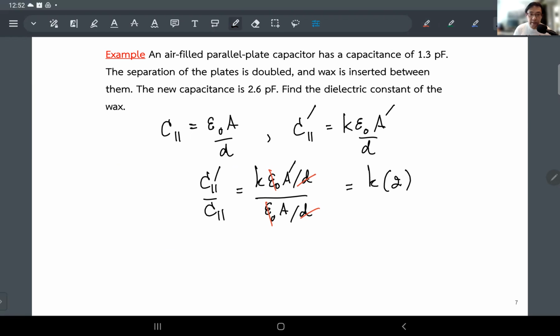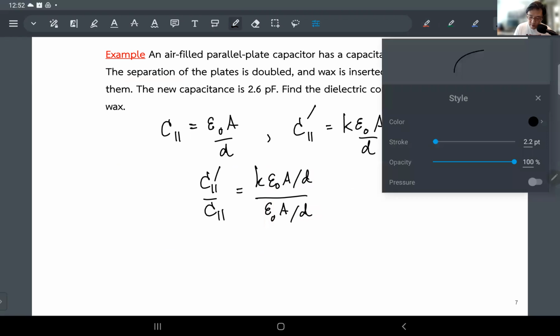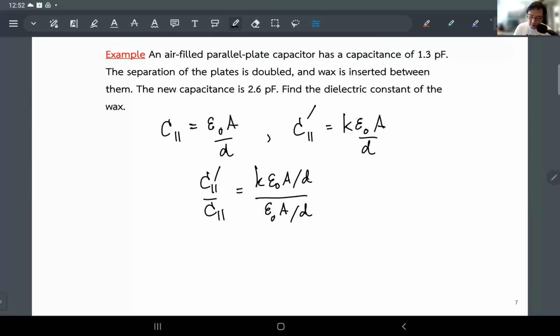Oh, wait. I'm sorry. I got it wrong. It's the separation that is doubled. My bad. Sorry, guys. Not the plate area. So what I'm going to do is prime that D there, to distinguish between the two cases. So it's going to be D prime right there. And A is being kept the same because you are not changing the size of the plates.